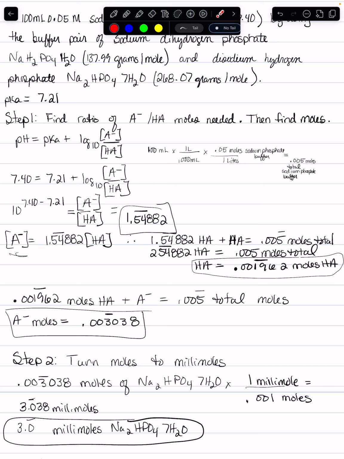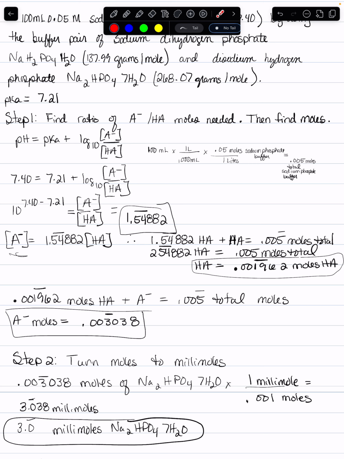So again, let's think about what these numbers mean. Because we have two unknowns here, we're going to need two equations. We're just going to use this as one equation: 1.54 times HA equals A minus. Then for another equation, our total moles that we want is 0.005 moles total.